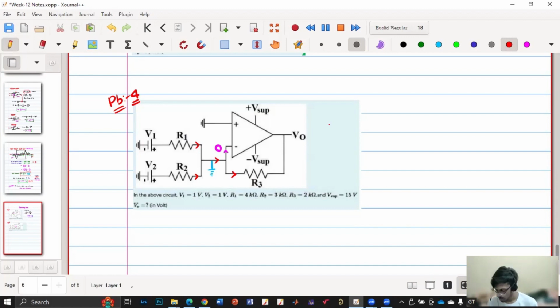So first say this is I1, this is I2, then this one will be I1 plus I2. This is ground, and V1, V2, R1, R2 are given. So I can calculate I1, I2. Can you tell me what is I1?